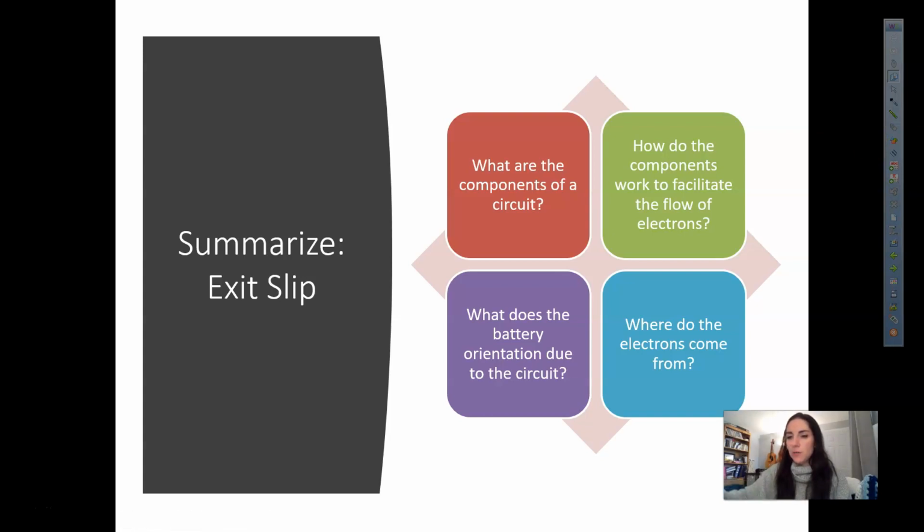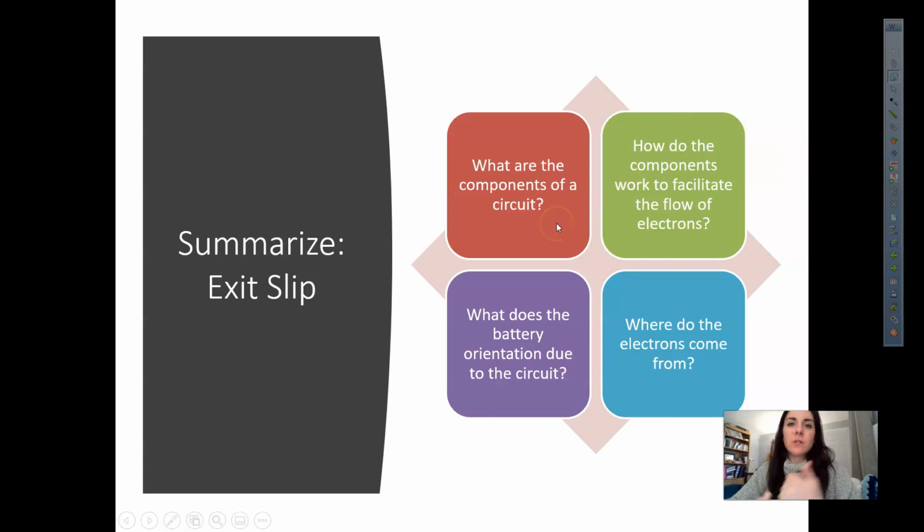You know, a good way to check your knowledge is to do this exit slip on your own. I would actually have you do this in class. I know I keep saying that. I'm sorry. But I would. What are the components needed for a circuit? What does the battery orientation do to the circuit or polarity? How do the components facilitate charge flow? Where did they come from, right? So just kind of answering these questions to summarize.